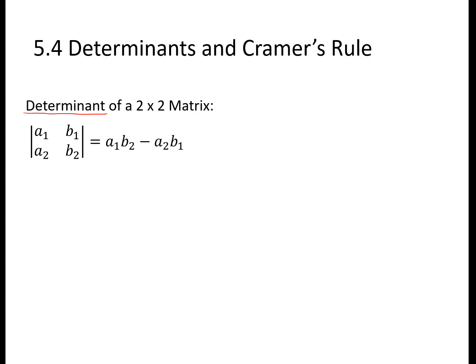And how it works is you always start in the upper left. Okay, maybe we should make a note of that. Start in the upper left. And then you are going to multiply diagonal. So you're going to multiply these two together. A1 times B2. Then the sign is minus. That's very important to remember. Okay, you have to write a minus sign.